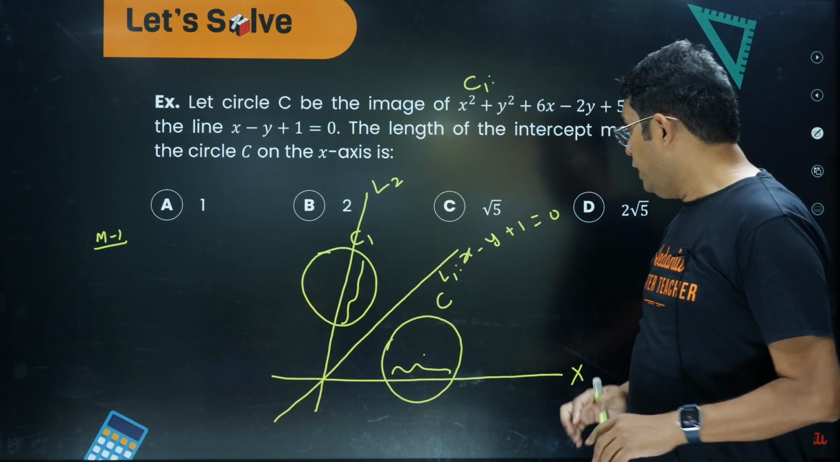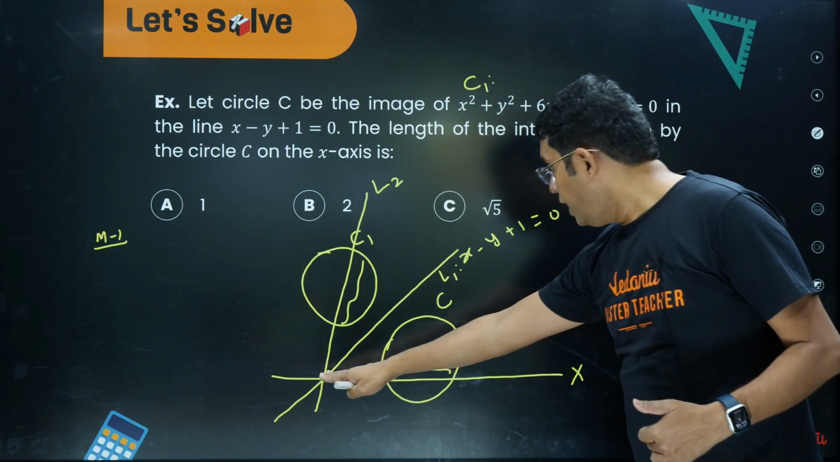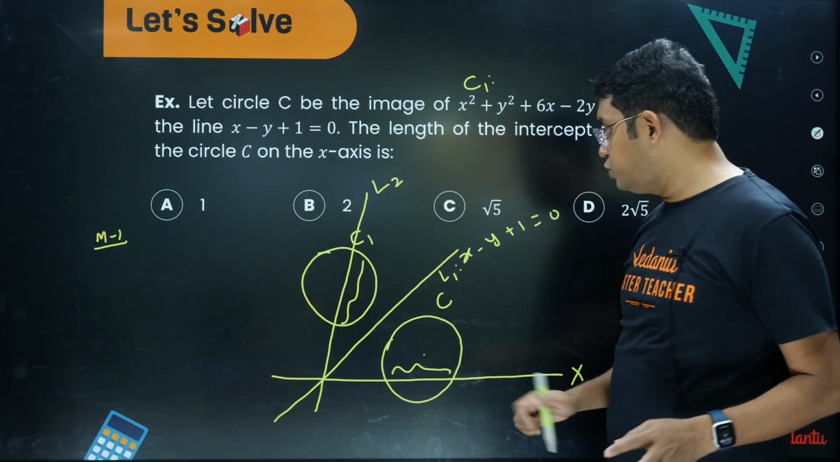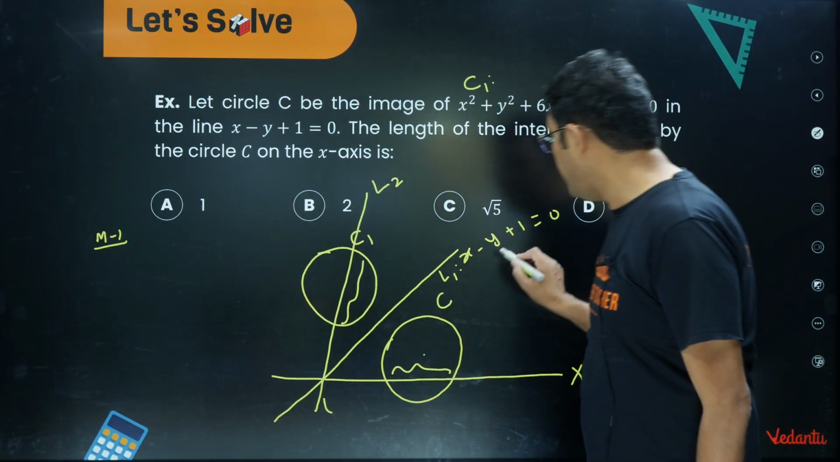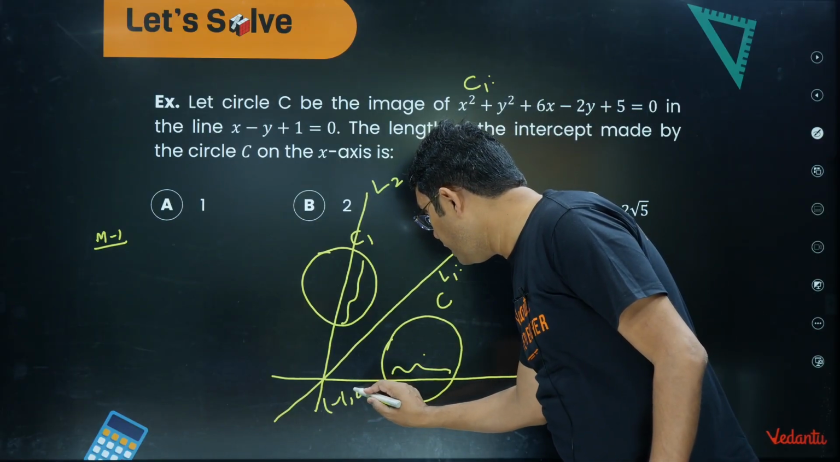Please see how. First of all, the line L1 is x minus y plus 1 equal to 0, and the x-axis means y equal to 0. So the point of intersection would be, if you put y equal to 0, the x coordinate will be minus 1, so (minus 1, 0).